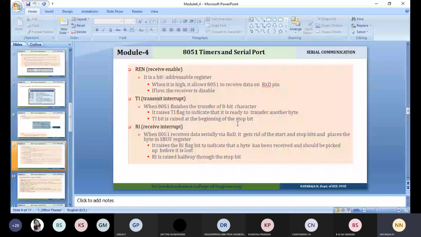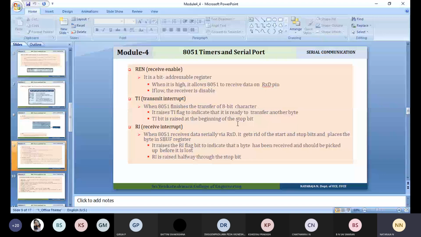It allows the 8051 to receive data on the receive data pin. Whatever comes in on the 8051 receive data pin, it will accept the data from outside. That is the meaning of receive enable. If I enable it, meaning I give this particular bit a logic 1, it allows the 8051 to receive data on its receive data pin.